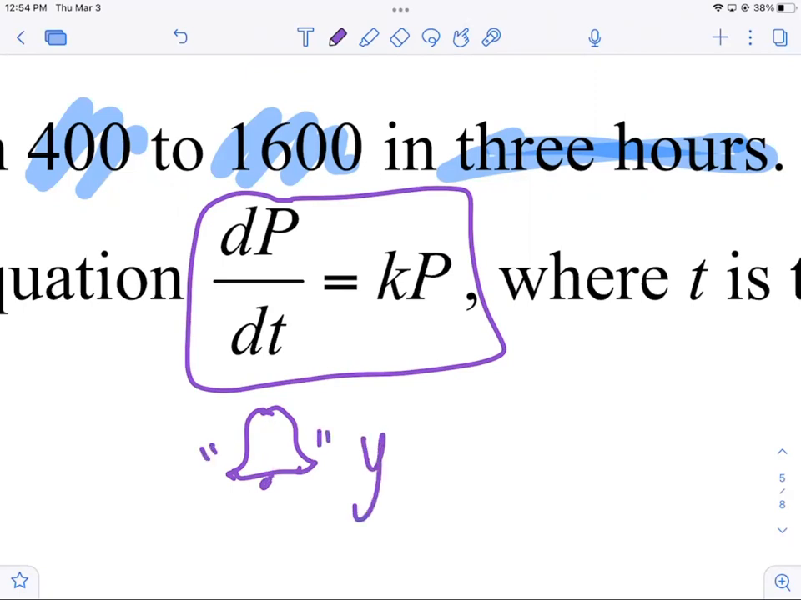This is going to be the solution curve. Instead of y, it's P, right? So P equals sect.